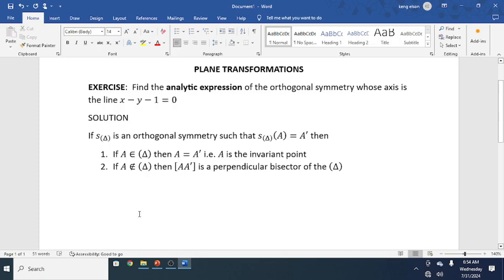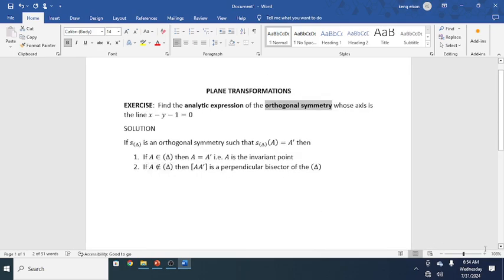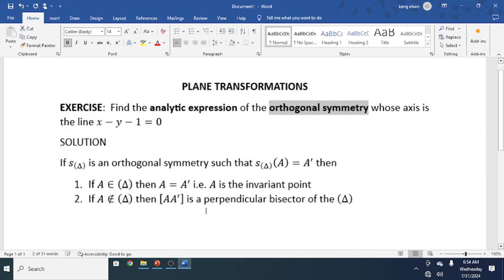Here the only information we have is the axis, which is the line x minus y minus 1 equal to 0. That's the only information we have. But since we know that this is an orthogonal symmetry, we have to use the fact that we have to use this number 2.